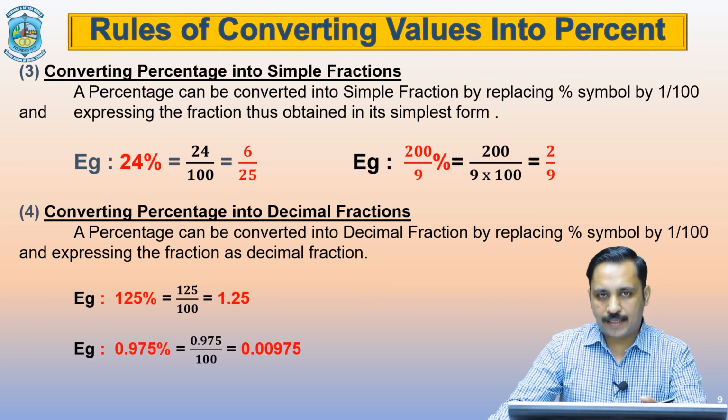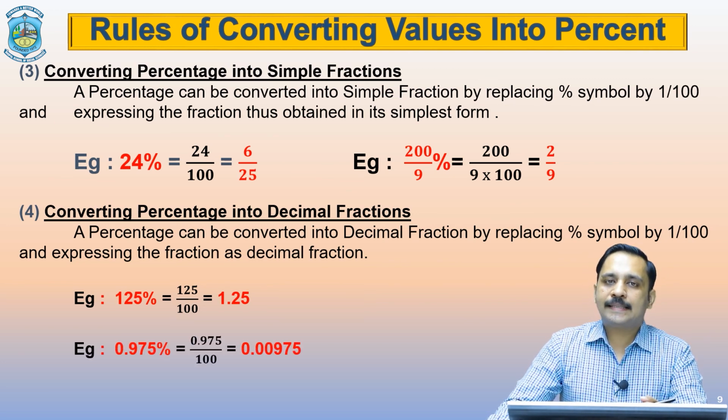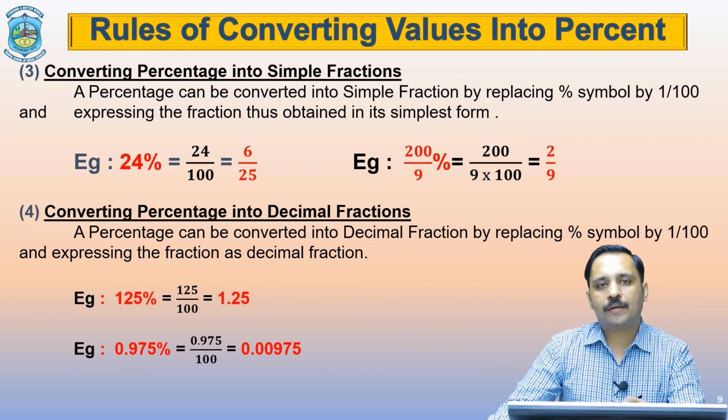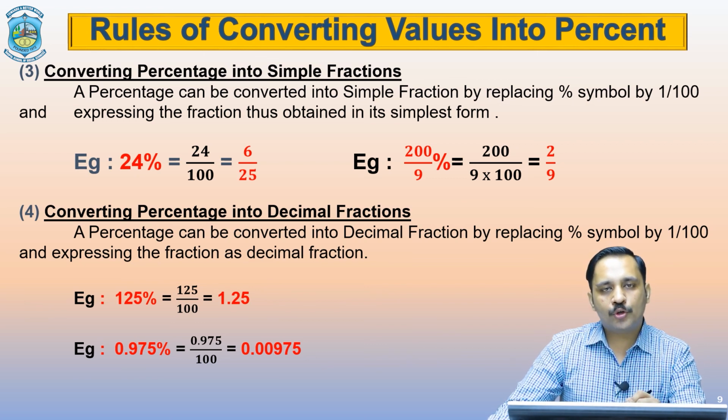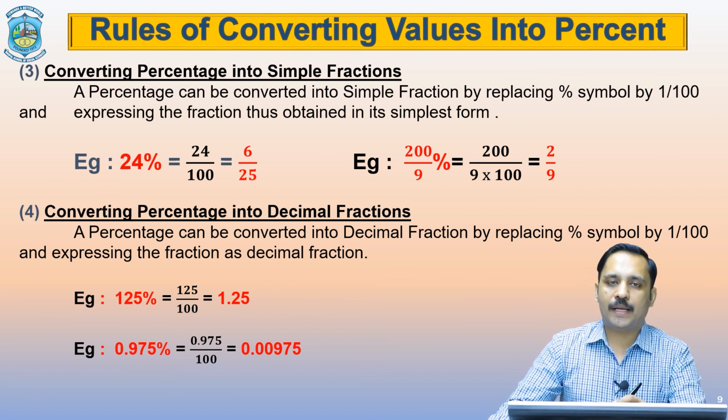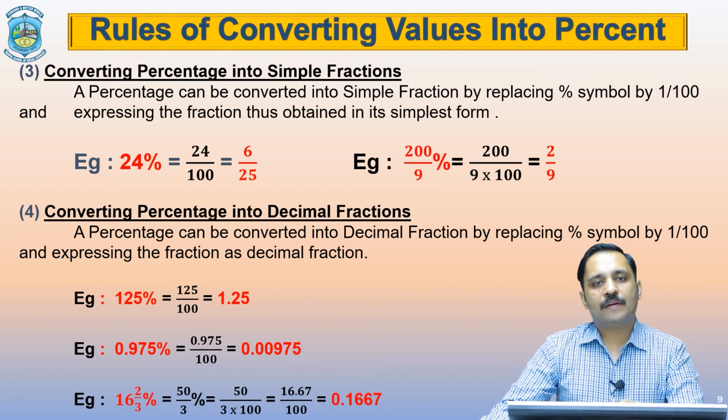Let us take another example. 0.975%, which is equal to 0.975 divided by 100. On solving further, we have 0.00975, which is again a decimal value. Now, the next example is a mixed fraction.